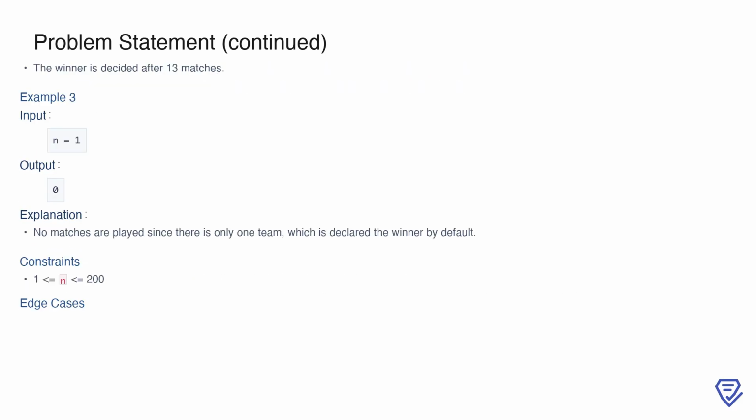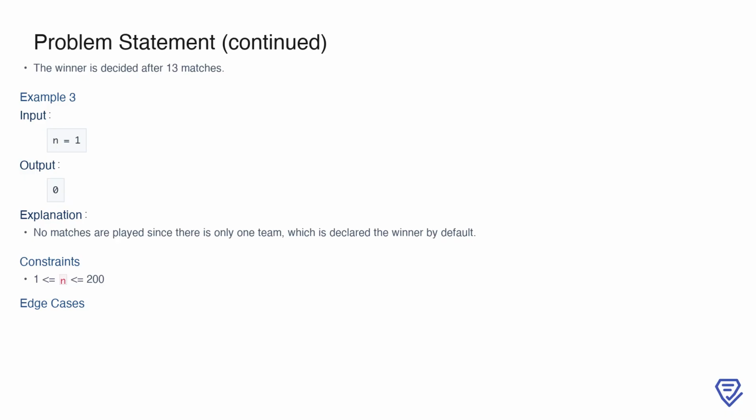In the second round of the same example, with 7 teams remaining, the number is odd. One team automatically advances, and the remaining 6 teams play 3 matches, bringing the total to 7 + 3 = 10. In the third round, 4 teams compete, and they play 2 matches, making the total 7 + 3 + 2 = 12.